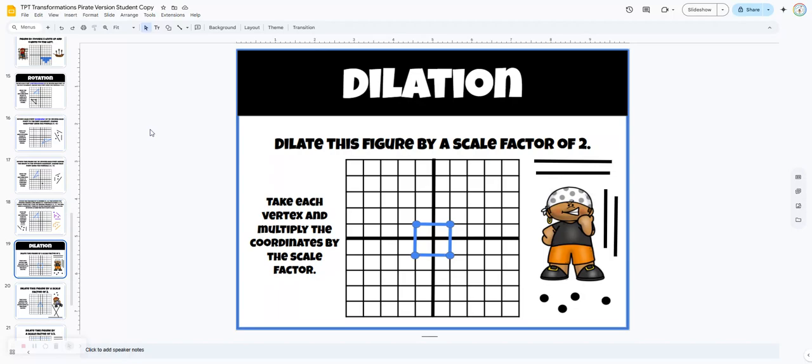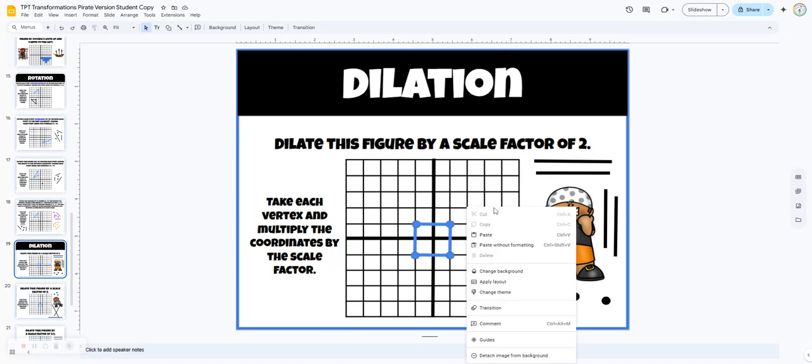Now dilation is our next transformation. Dilation is taking a figure and not changing its shape, but just changing its size. So here, if we dilate this figure by a scale factor of 2, that means we're going to have a square that's 2 times larger. So I'm going to take the coordinates of each of these points and I'm going to multiply them by 2. So instead of 1, 1, I now have 2, 2.